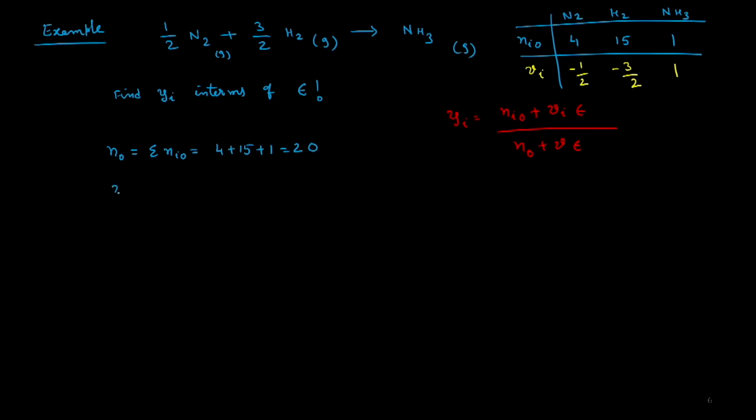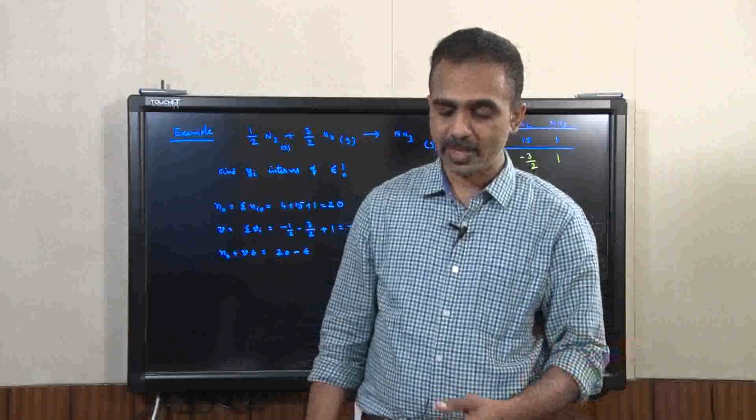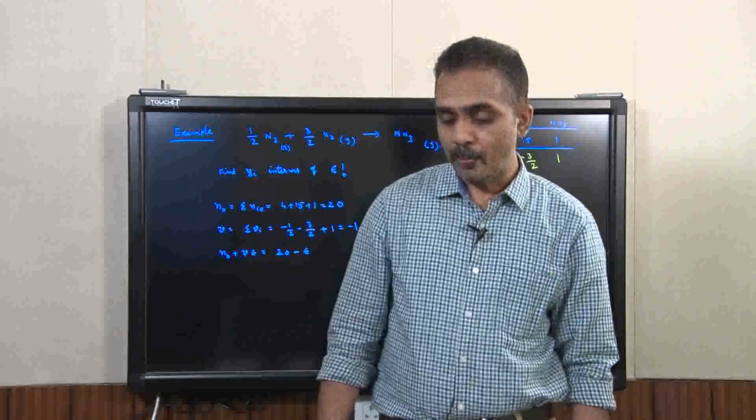And similarly, nu is going to be the sum of nu i, which is -1/2, -3/2, plus 1. So that's -2 plus 1, which is -1. Because n naught and nu are known, now I can write the denominator, n naught plus nu times epsilon: 20 minus 1 times epsilon, which is 20 minus epsilon. So now in the denominator I have the reaction coordinate term also, unlike in the previous case, because the overall stoichiometric number is not 0. In the previous case it was 0.